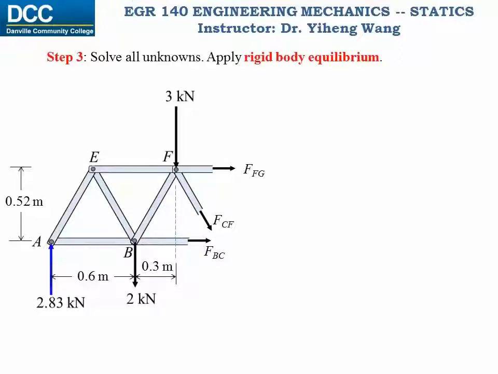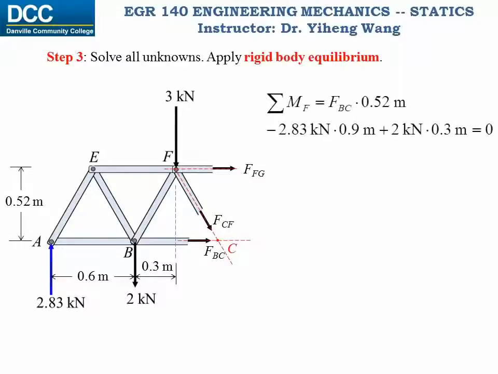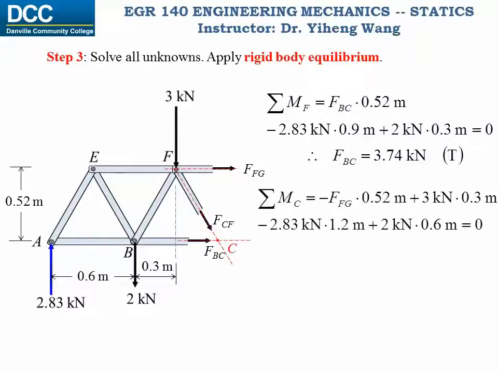Remember, normally we would write 2 force equations and 1 moment equation. However, note how force BC and force CF are concurrent, and force CF and force FG are also concurrent. Therefore, it will be convenient to write 2 moment equilibrium equations about point C and point F. See, when the moment is summed about point F, only FBC shows up and you can solve it easily from this equation. And when the moment is summed about point C, you only have force FG and can easily solve it as well.